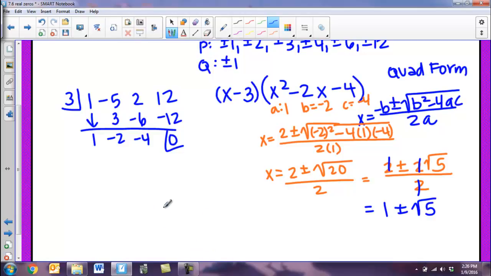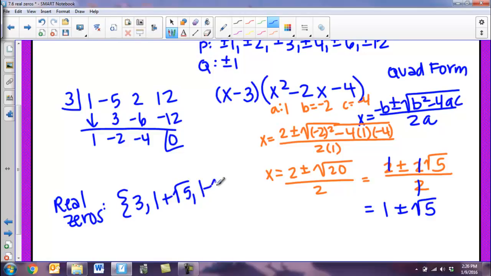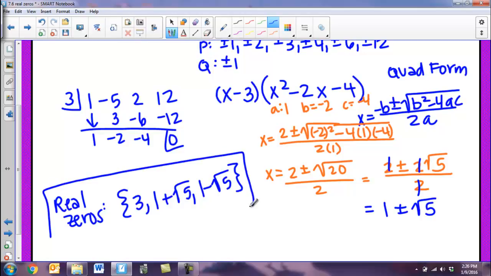So if I want to find my final answer, all of my real zeros, we had that one I found first, that was a nice rational number, which was 3. Then I had 1 plus the square root of 5, and I had 1 minus the square root of 5. That is all the places that my polynomial is crossing the x-axis. Okay, and that is all I've got for you.